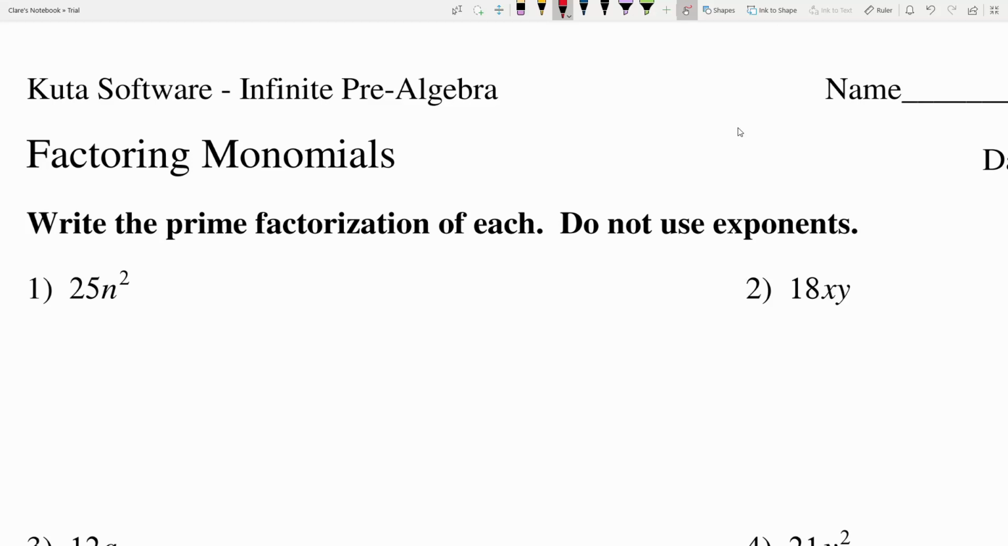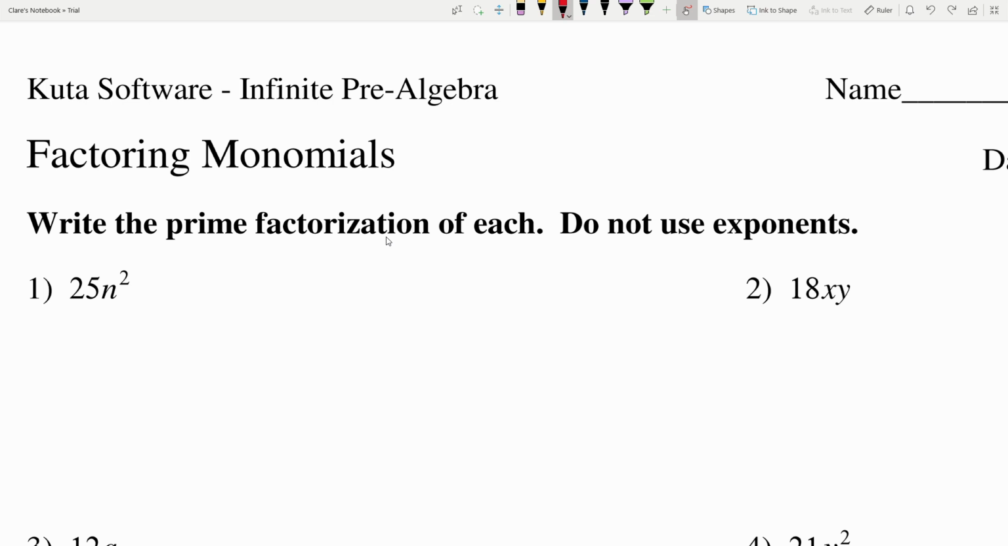In this video, we're going to start the KutaSoftware Infinite PreAlgebra free worksheet, Factoring Monomials. Now, our instructions on the first page are to write the prime factorization of each, and it says to not use exponents. So again, prime factorization is we're simply splitting up the number given into its factors, but only those that are prime. So if we get a factor that isn't prime, we need to split that up into more primes. And because it says not to use exponents, if we get a prime factor 3 times, we'll write it all out as opposed to using to the third.